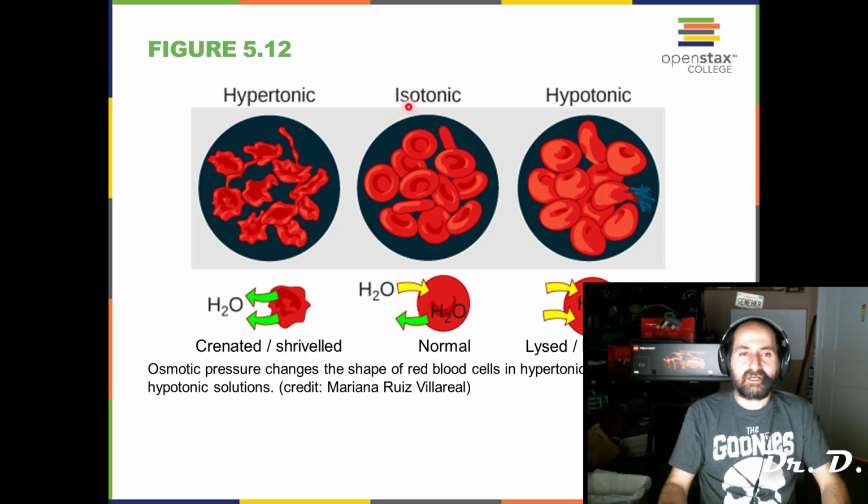Isotonic means, iso means equal. Isotonic solutions or environments are those where the water concentration outside of the cells equals the water concentration inside of the cells. Did you guys follow that? So the water concentration outside matches the water concentration inside.